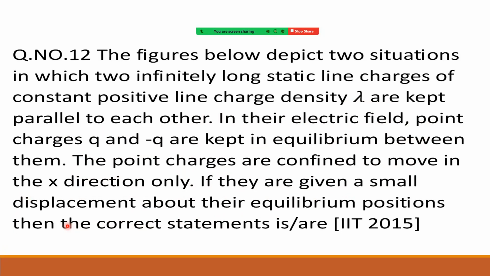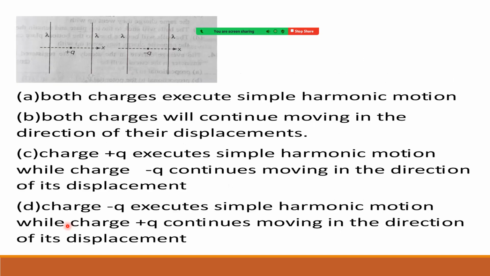this is given 2015. Now we can see the diagram here. Lambda, lambda plus q. Lambda, lambda minus q. Right. See the first option, both charges execute simple harmonic motion. If you see the first one, this is positive, this also positive.